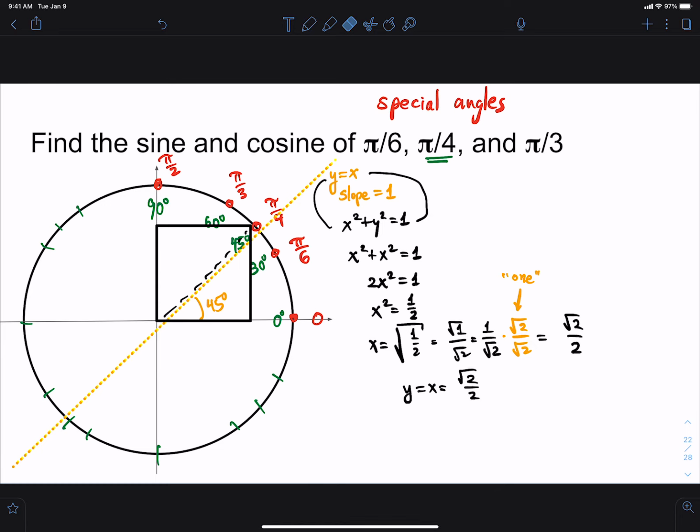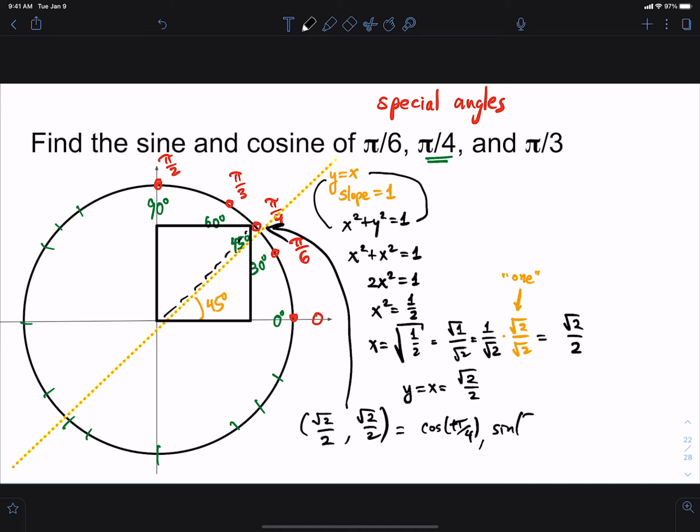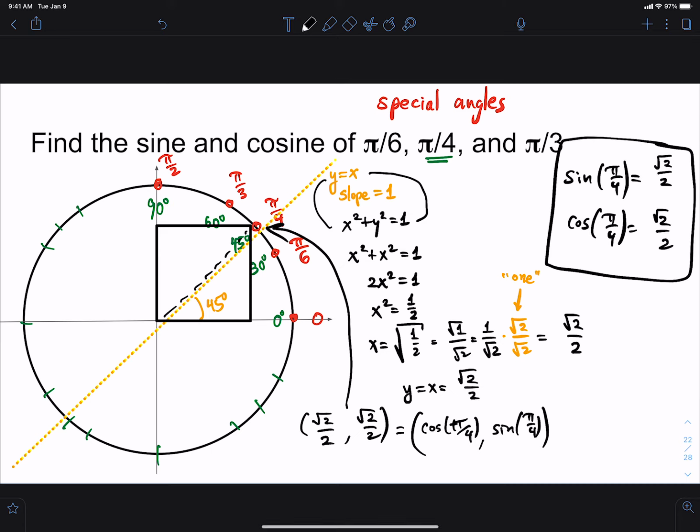And this means that this point has coordinates root 2 over 2 and root 2 over 2. That's cosine of t, where t is pi over 4, and sine of pi over 4. So we can just fill this in. Sine of pi over 4 and cosine of pi over 4 are both root 2 over 2. And let's just put a box around that. That's one special angle, and I like to think of it as related to a square.